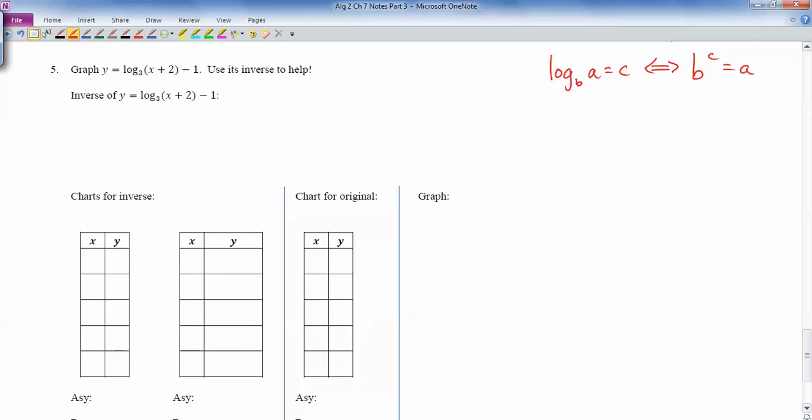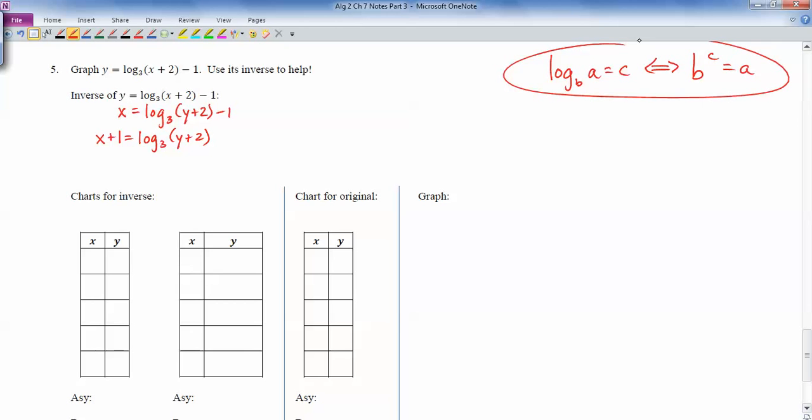So first, to get the inverse, it's going to be switch the x and y. And then we need to get y by itself somehow. So first I'm going to get log base 3 of y plus 2 by itself. So I'm going to add 1 to both sides. And at this point, now I'm going to rearrange it using this formula over here. So it's log base 3 of y plus 2 equals x plus 1.